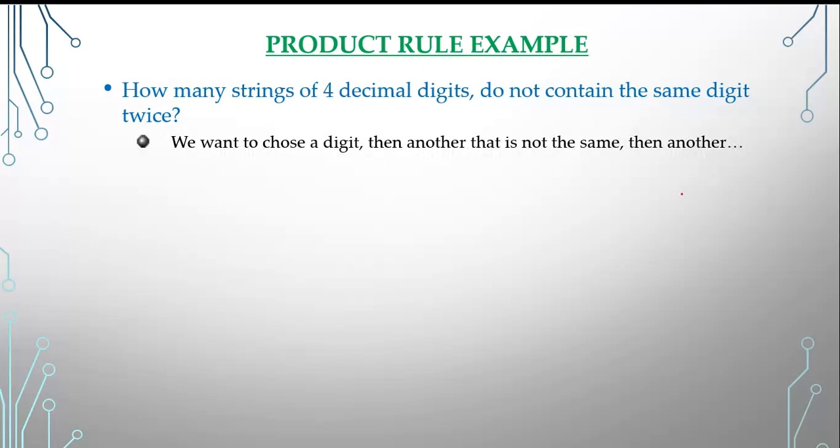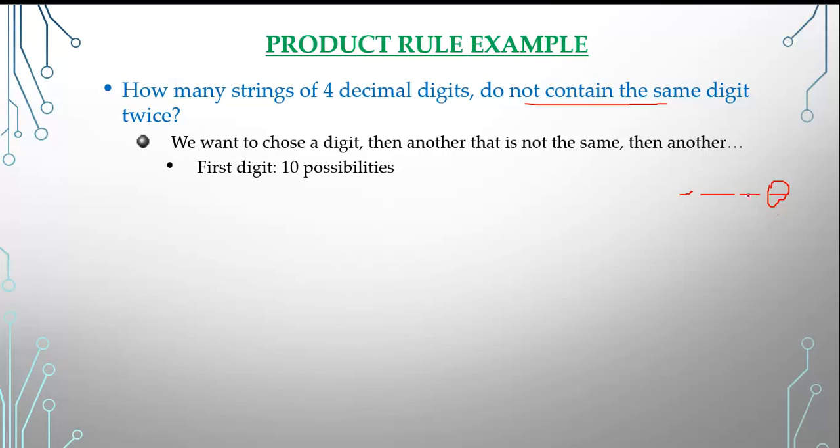So, it means you have 4 places. These are the 4 places you have to fill with digits to make the string. And the condition is that it does not contain the same digit. So if you fill one place, how many possibilities do you have to fill that one place? 10 possibilities, because we have the 10 digits 0 to 9. Total 10 digits we have. So for the first digit we have 10 possibilities.